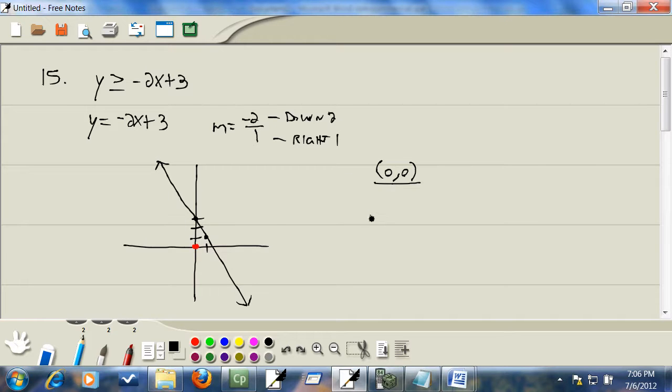And we'll plug it into our original inequality. Y is greater than or equal to negative 2x plus 3. So put 0 in for the y, 0 in for the x. And this is more of a question mark at this point. We're wondering if that's true. So negative 2 times 0 is 0, and then 0 plus 3 is 3. So the question is, is 0 greater than or equal to 3? And it's not, so this is false.